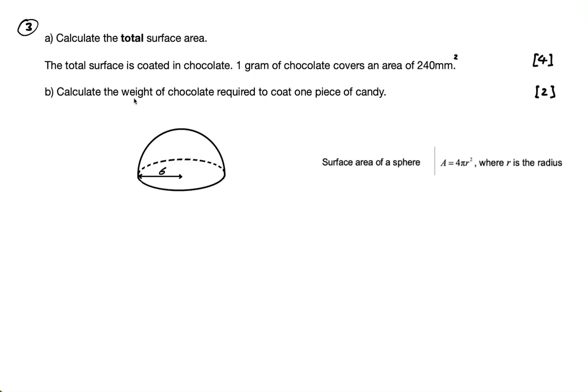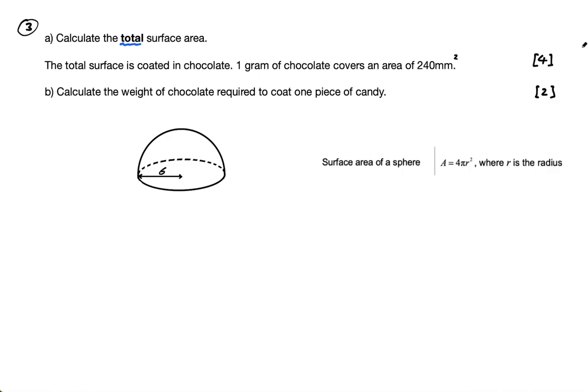Okay, we have a piece of candy. This is a piece of candy here. It says calculate the total surface area. Guys, note they've given you a big hint here. They have bolded total, and I'll explain why they've done that in a second. So the total surface area of this.